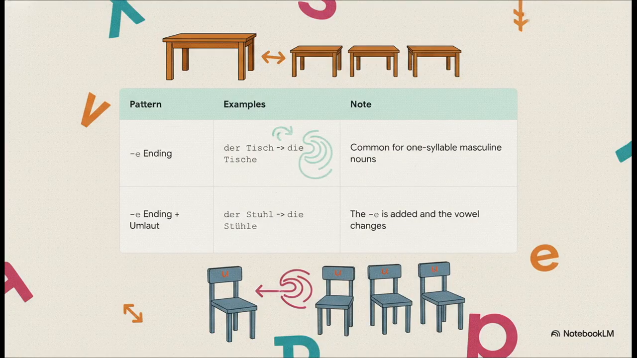Next up, let's add an E to the mix. This is a super common pattern, especially for those short one-syllable masculine nouns like der Tisch becoming die Tische. And, just like before, that umlaut can make a guest appearance. So, der Stuhl, the chair, not only gets the E ending, but the vowel also changes, becoming die Stühle.